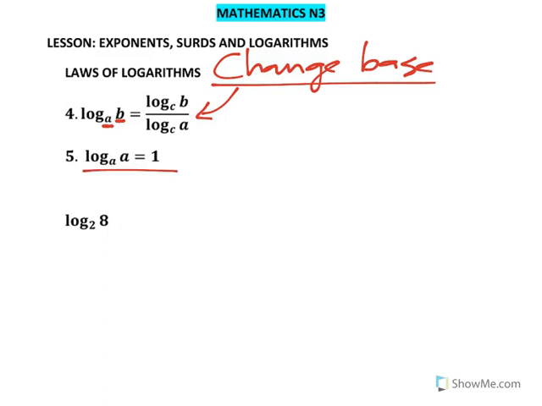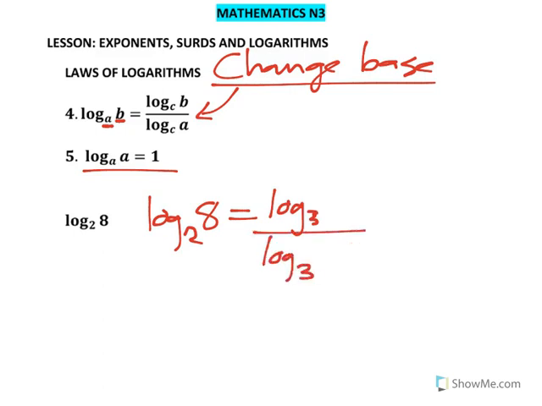Now, for example, let's say I want to change log base 2 of 8. I want to change it to log base 3. So I'll write it as log base 3 over log base 3. I'm trying to show you how simple it is. Now, the 8 is the one that goes on top, and the 2 is the one that goes below. So it's log base 3 of 8 over log base 3 of 2. That's how it goes about.